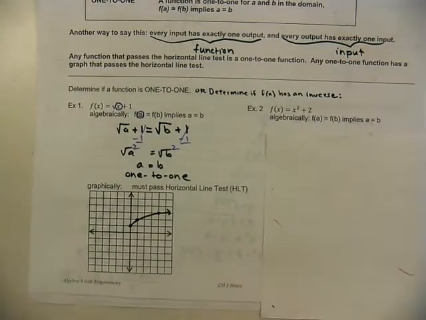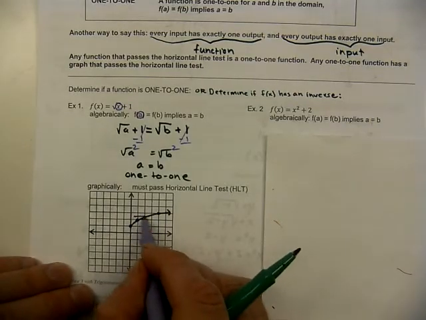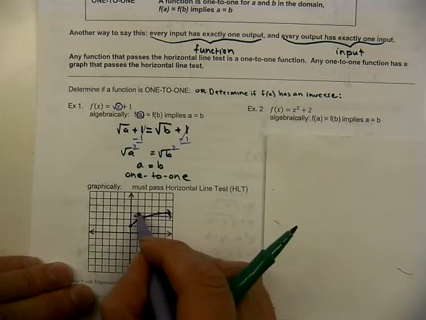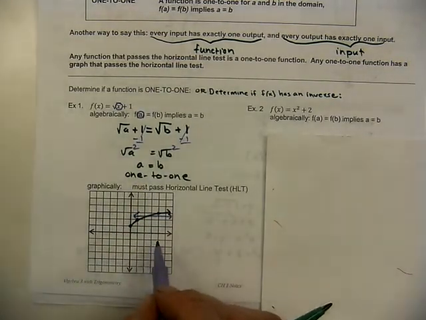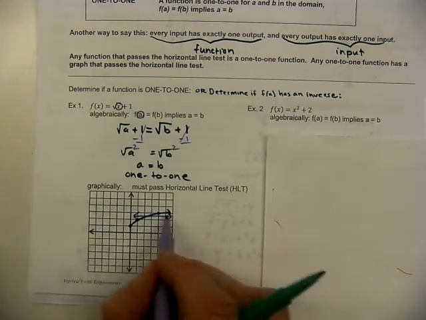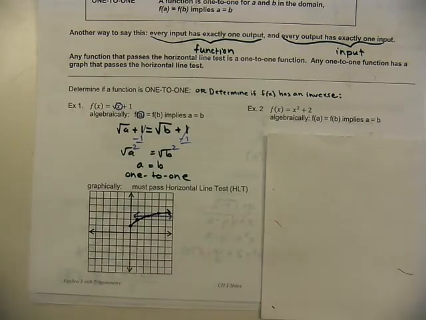Graphically, we give this a horizontal line test, and that tells us if we have an inverse. So the vertical line test determines if it is a function, but we are asking, does it have an inverse? So you give it the horizontal line test, and yes, it crosses only in one spot, so that means every output has exactly one input.